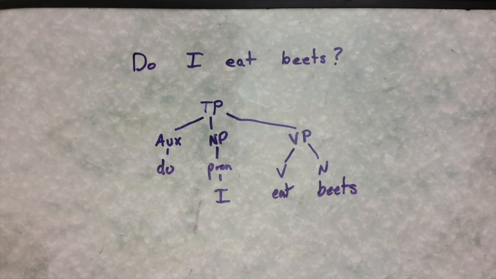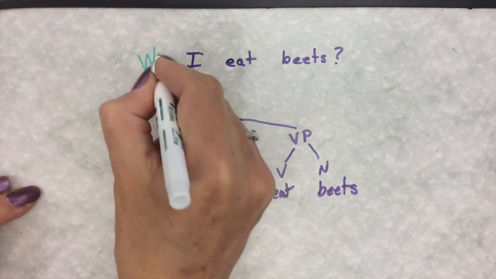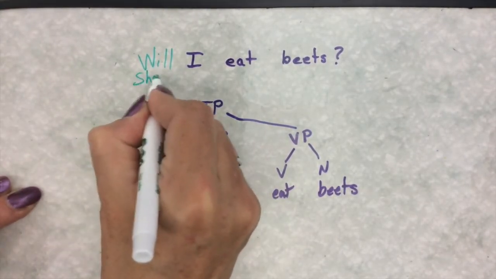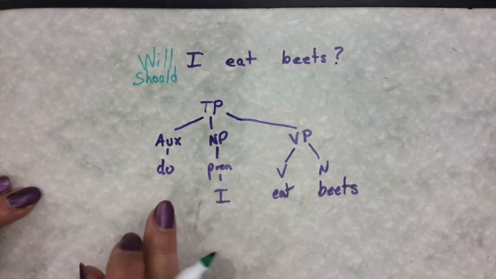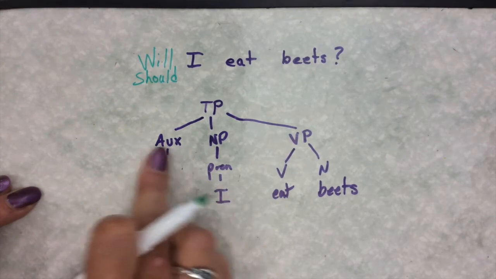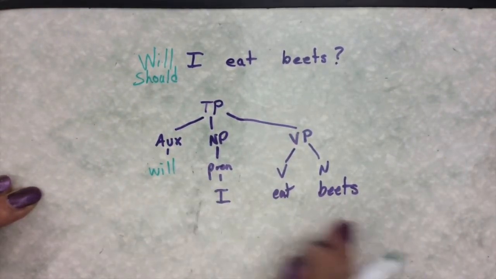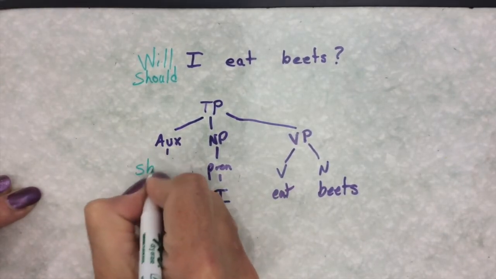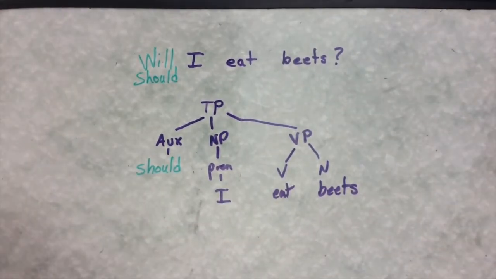Now, if the question was, will I eat beets, or should I eat beets, it would be the same situation. Will I eat beets, with will as the auxiliary verb, or should I eat beets, should being the auxiliary verb.